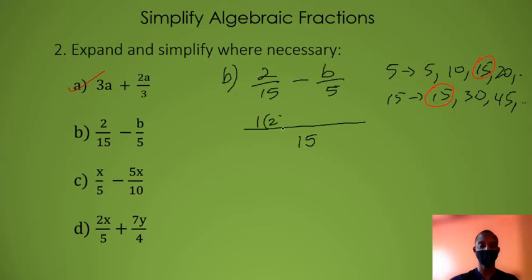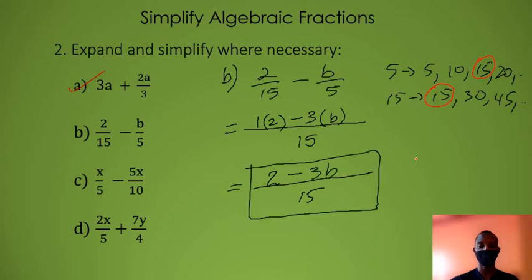And next, we divide 15 as well by the 5. 15, the LCM, divided by the denominator gives us 3. And so we'll multiply that 3, writing back the minus sign, by b. Simplifying the numerator and keeping our denominator, we have 1 times 2 gives us 2, minus 3 times b gives us 3b. Hence, this is our solution.